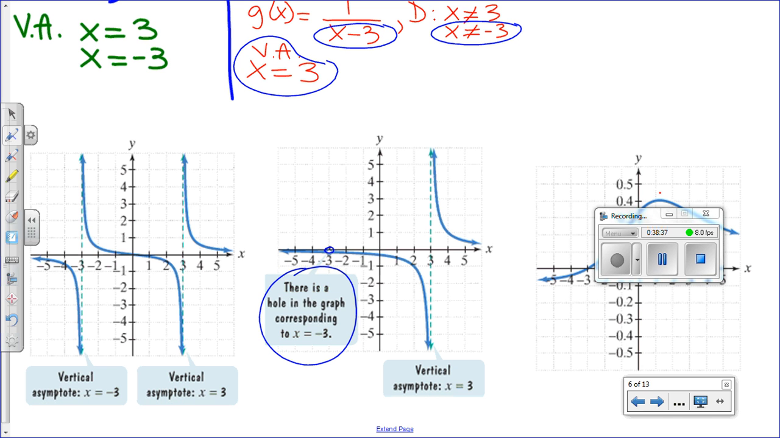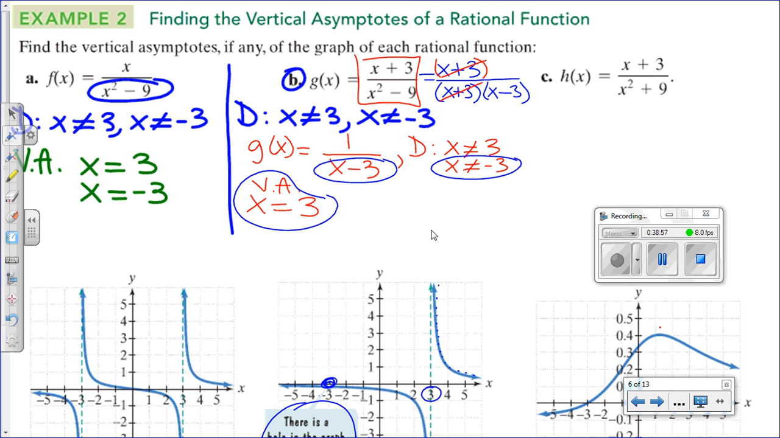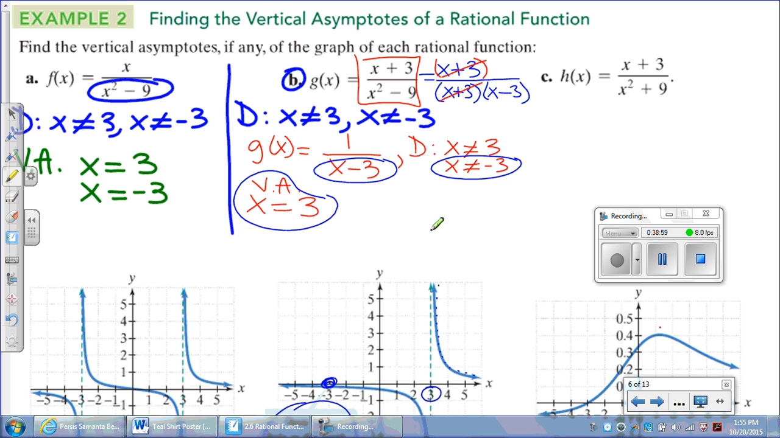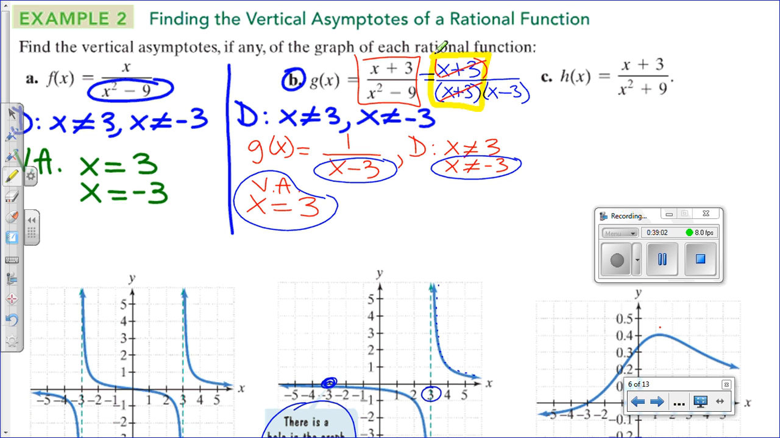So remember, an open circle means not included, and a solid line means it is included. So every single x value here is included, except for that one, positive 3. In other words, the factor that gets canceled is the one that will give you the hole or open circle. Any questions about that? We're going to do one more like that.